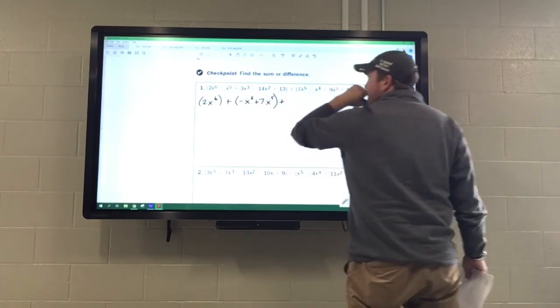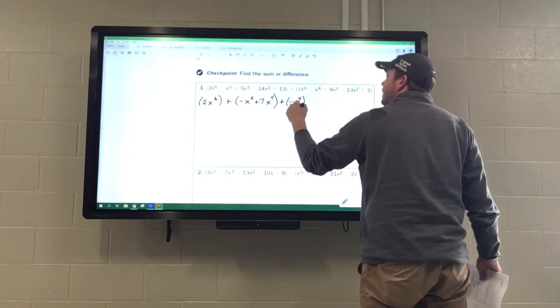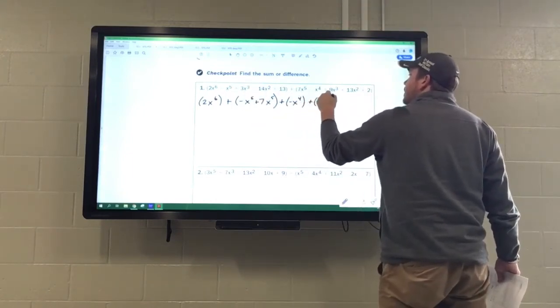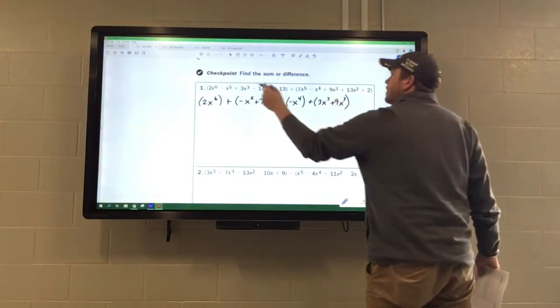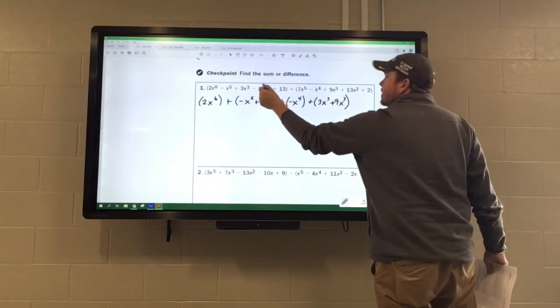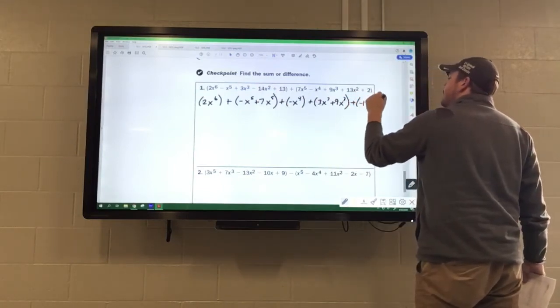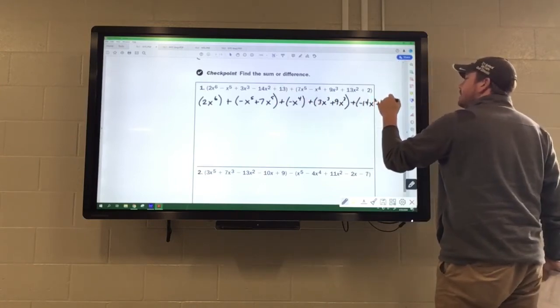Next, any x to the fourths? Yep, I have a negative x to the fourth. Next, x to the third, I have a 3x to the third. And I have a 9x to the third. Okay, now to x to the second, I have a negative 14x to the second. I'm running out of space, but that's fine, we'll make it work. Plus a 13x to the second.